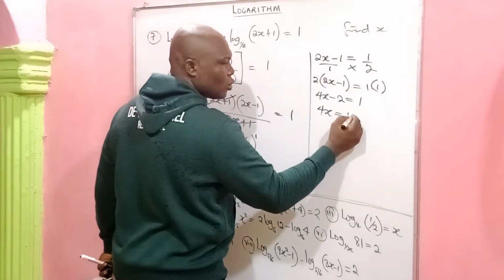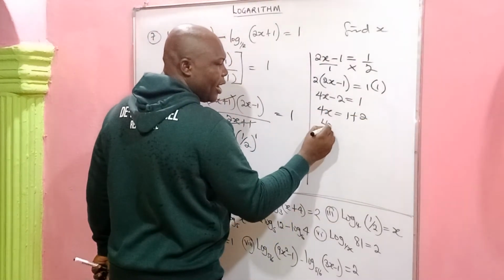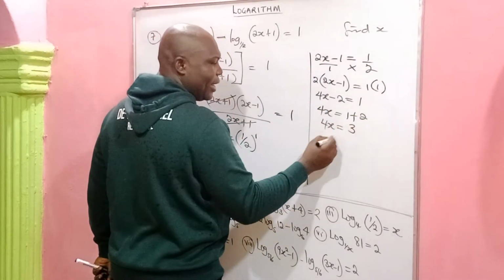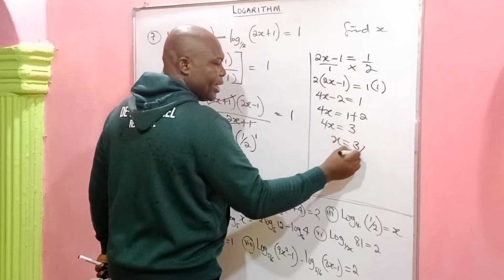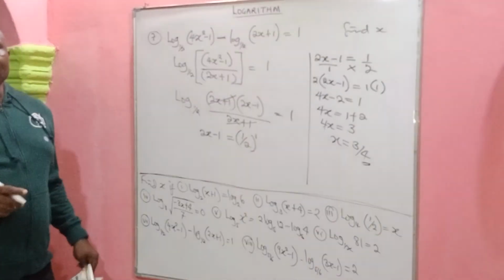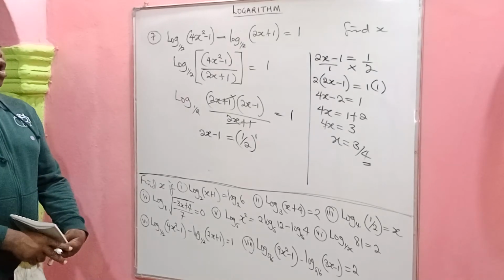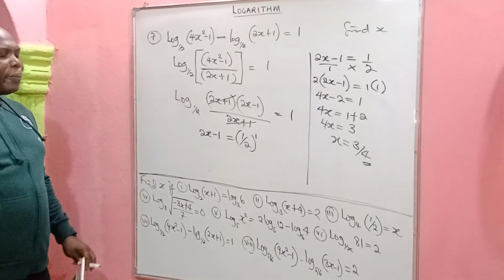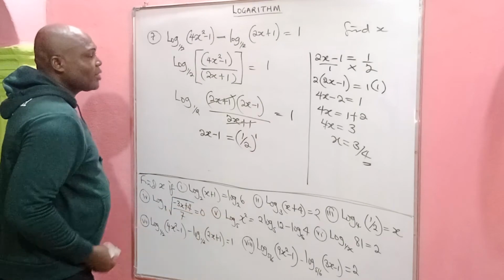Minus 2 will cross to be plus 2. So 4x will be equal to 1 plus 2, 3. x will be what? 3 divided by 4. That's the value of x. It therefore means that the value of x is 3 all over 4. Very simple. Finally, we are going to the last one.